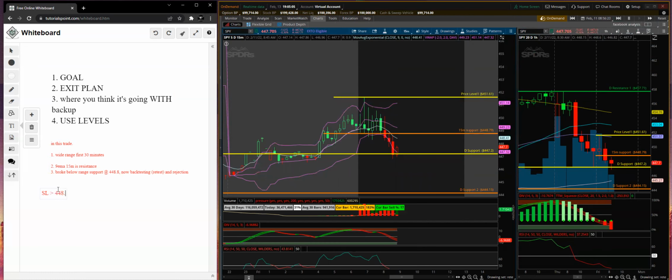is 444.80. 15 minutes. Target is 447.20. Sold 4 of 6. Target number 2 is 444.15, 200-day moving average. There we go. So this is my goal right here.